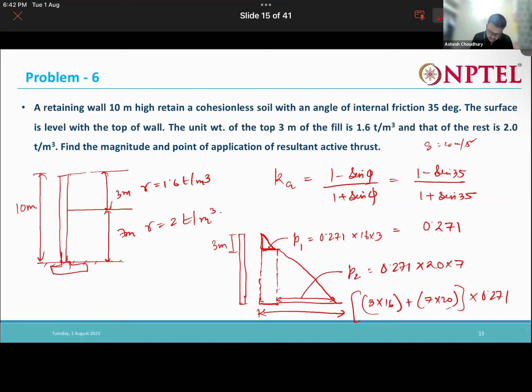16 and 20. Okay. Now to find the magnitude of the thrust, what will we do? We'll just take the areas of these triangles, right? We'll just take the area.